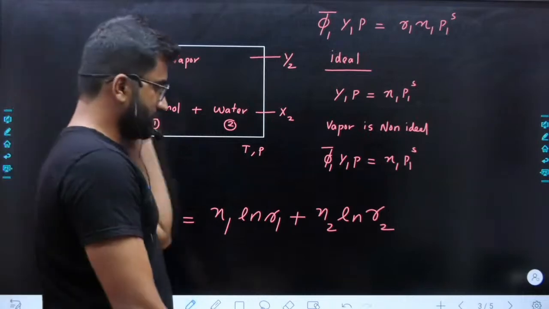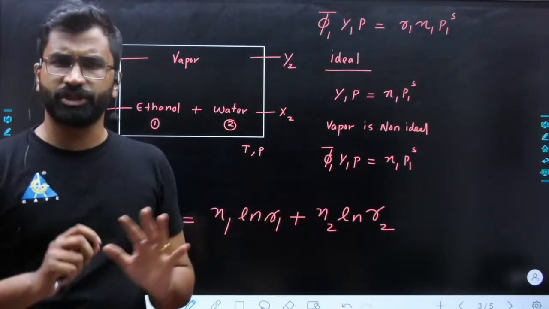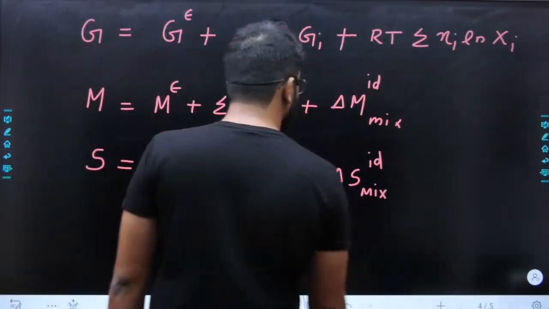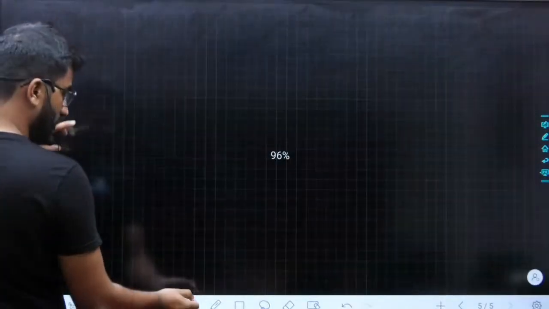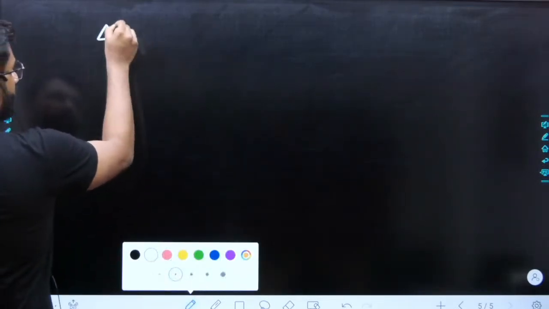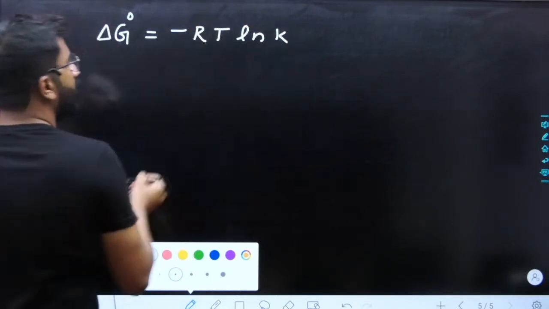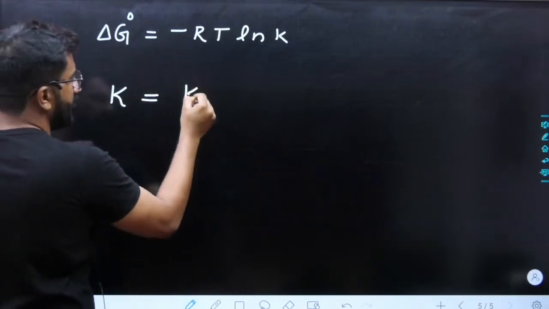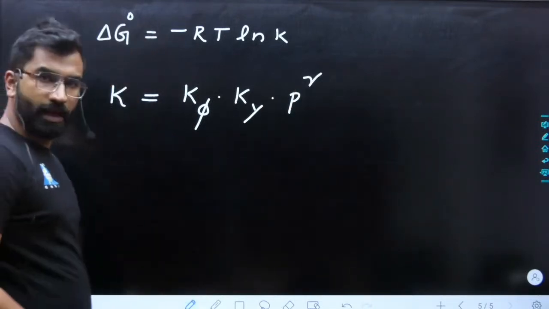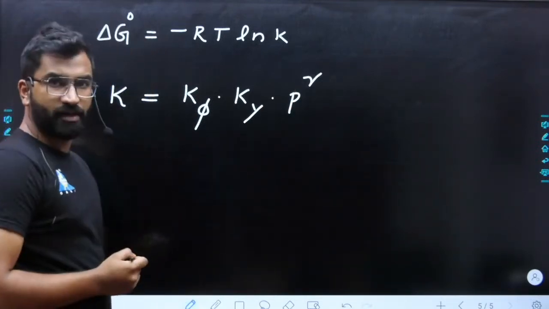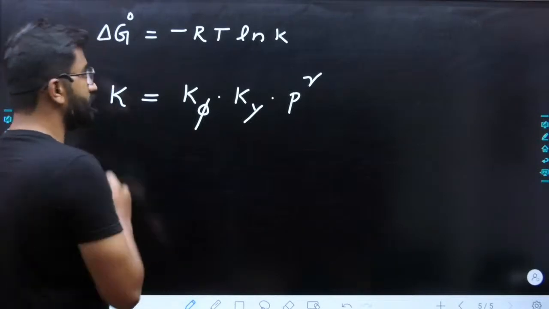Now once this is done, your whole phase equilibrium and solution thermodynamics is done. The last chapter you have is chemical reaction equilibrium. In chemical reaction equilibrium, you need to remember only two formulas. First, standard Gibbs free energy change is equal to minus RT ln K. And for K, you have only this equation: K is K phi Ky into P power nu. Now, K is independent of pressure. In the last induction program also I have mentioned this.